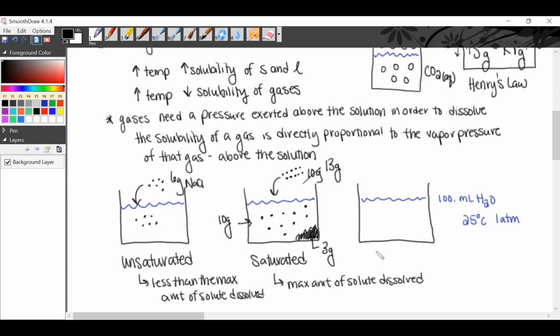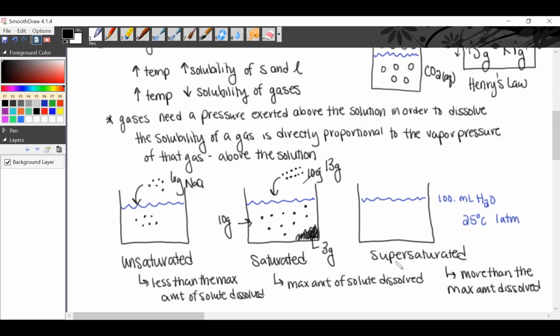And if we're going to go to something called supersaturated, that must mean that you have more than the max amount dissolved. And hopefully you're like, how do you have more than the max? Like the max is the max, right? And I told you that just having a bunch of precipitate down here at the bottom doesn't make you supersaturated. That's still just saturated.